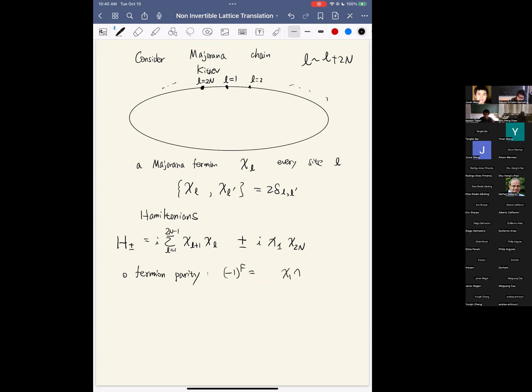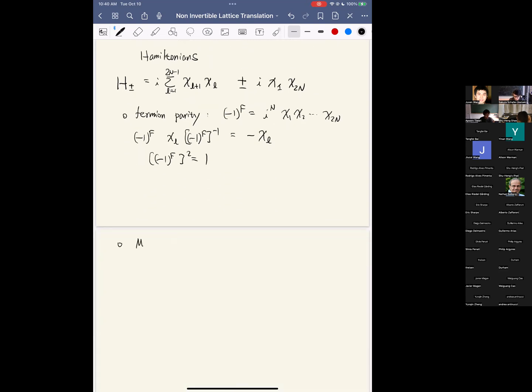It's a product of all the chi's with a convenient factor of i to the n. What it does is that when it acts on the local fermion operator, it flips the sign. That's obviously a symmetry of the Hamiltonian because everything is quadratic in chi. The i to the n is inserted such that (-1)^F squared is 1, but don't worry too much about it.